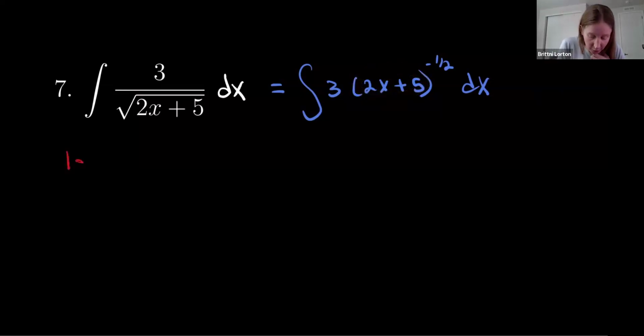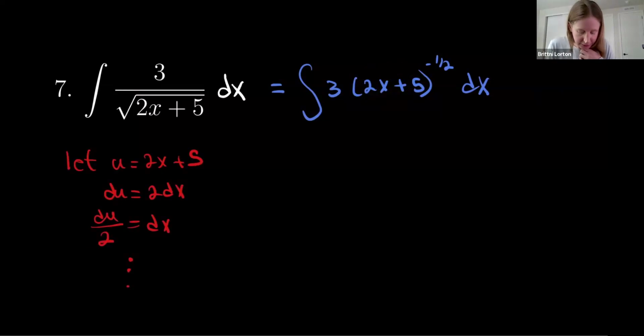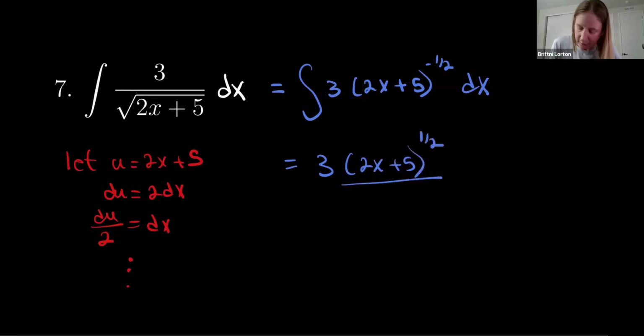Now, you don't have to if you don't want to. You could let your u be 2x plus 5, and then your du would be 2 dx. So your dx would be du divided by 2, etc. But that divided by 2 is dividing by that constant multiple, so I can skip the u sub because the inside was linear. It's not going to be an ln, but I can still skip the u sub. So what I mean is that 3 is a constant multiple. It can stay. I can just do the antiderivative as it is, which is add 1 to the power, divide by the new power, but then also divide by the constant multiple.